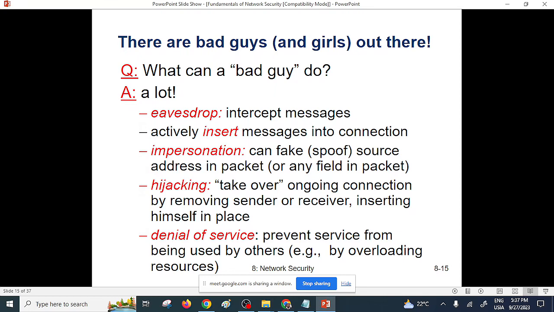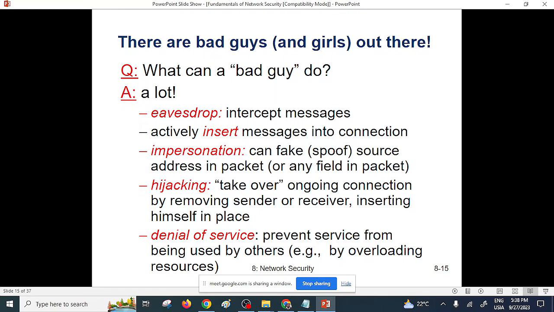Now, the bad guy can do a lot. They can do eavesdropping, impersonation, what my friend has already mentioned, right? They can hijack. They can perform some denial of service attack. So we need to understand. You see, we need to have that mindset that we've already mentioned. You should be curious. Yeah, you should be thinking, what is the weakest link that these particular people can use?